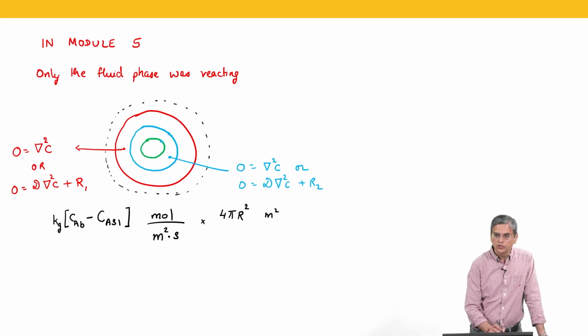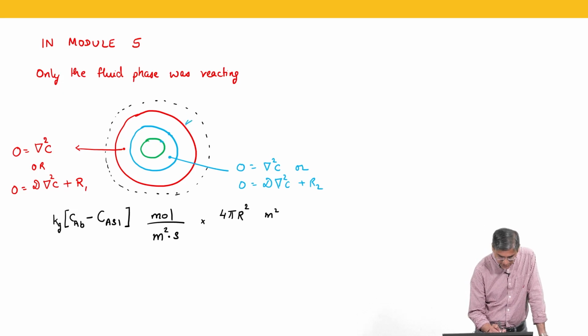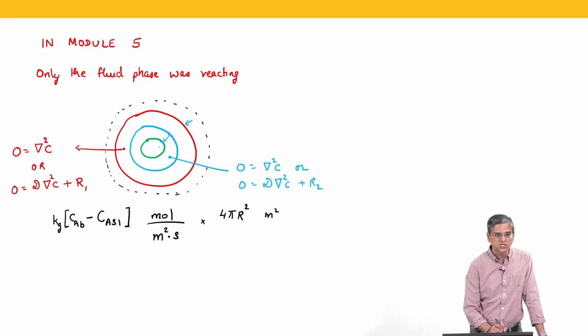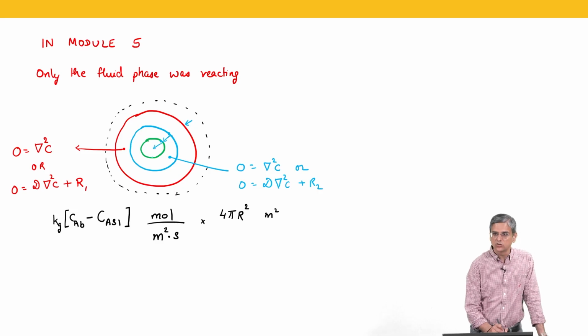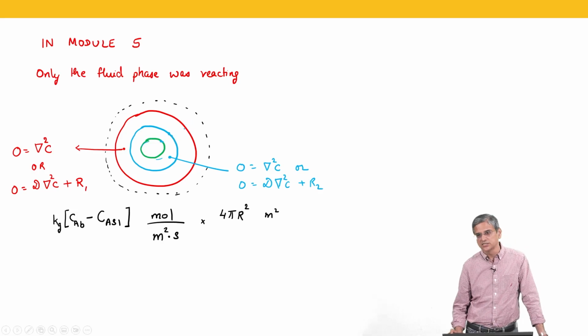Now, how do you do the flux matching? The flux that comes in minus the flux that goes out is equal to the rate of reaction. Flux that comes in is equal to the rate of reaction inside this green region. This is exactly what we had done in yesterday's class.